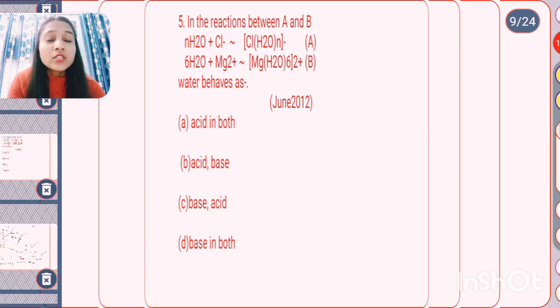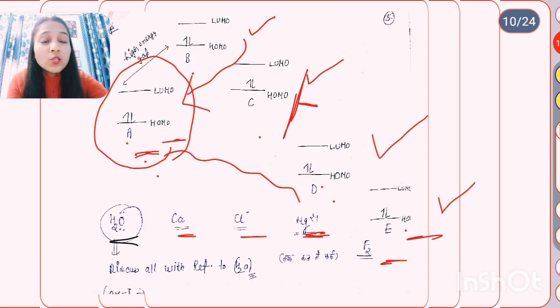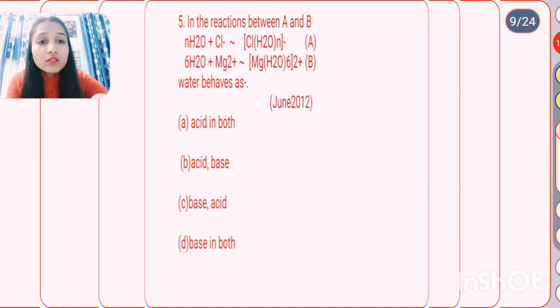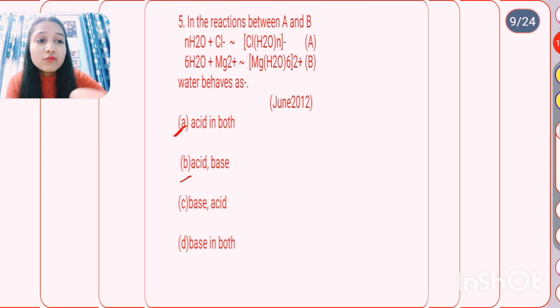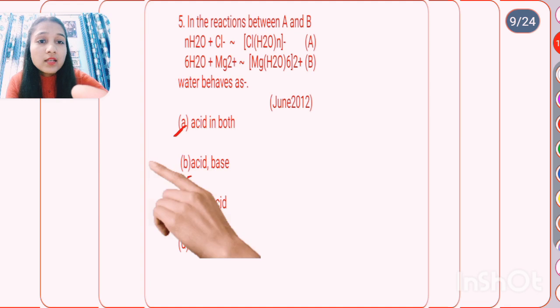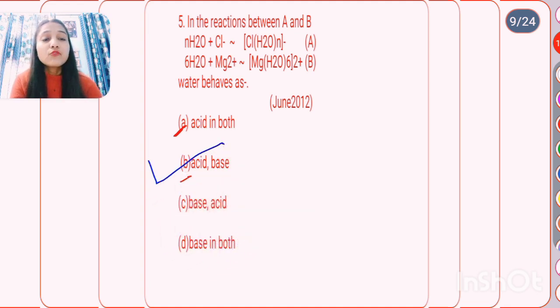But here we have to tell the behavior of water. So in the first case, Cl negative behaves as Lewis base and water behaves as Lewis acid. For the second we have Mg2 positive, and with Mg2 positive H2O behaves as Lewis base. So our correct answer will be answer number B, acid and base. In the first reaction water behaves as Lewis acid, and in the second reaction water behaves as Lewis base.